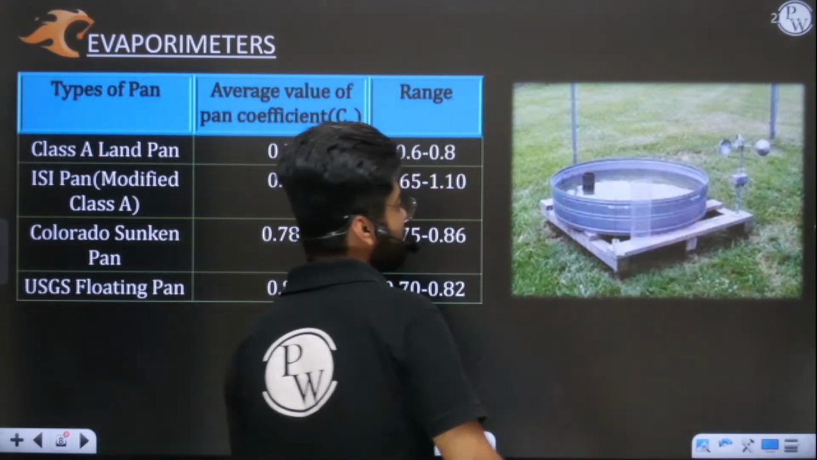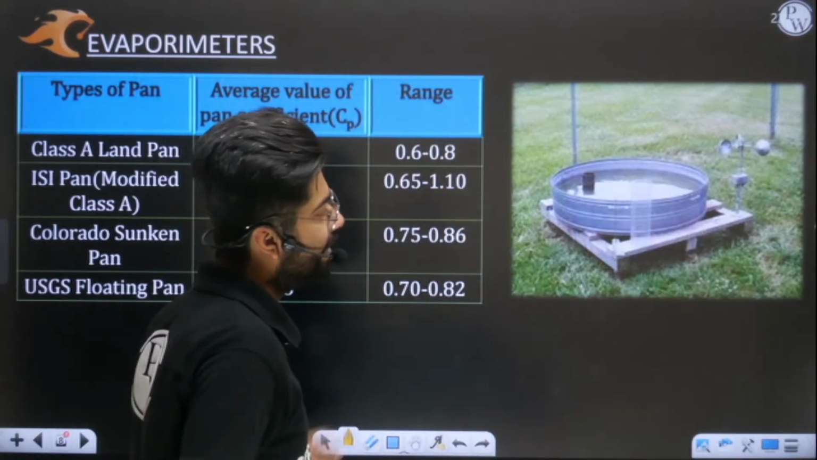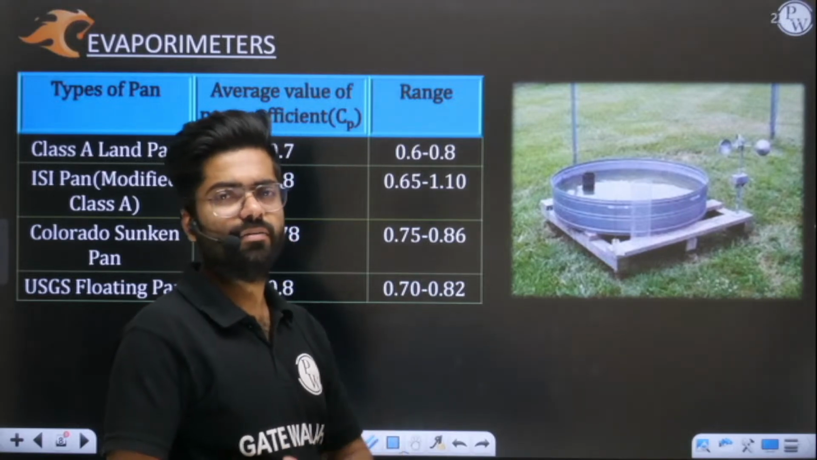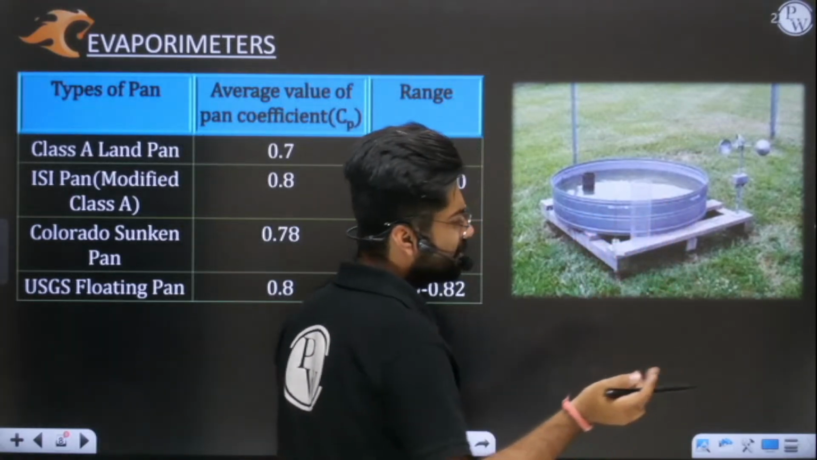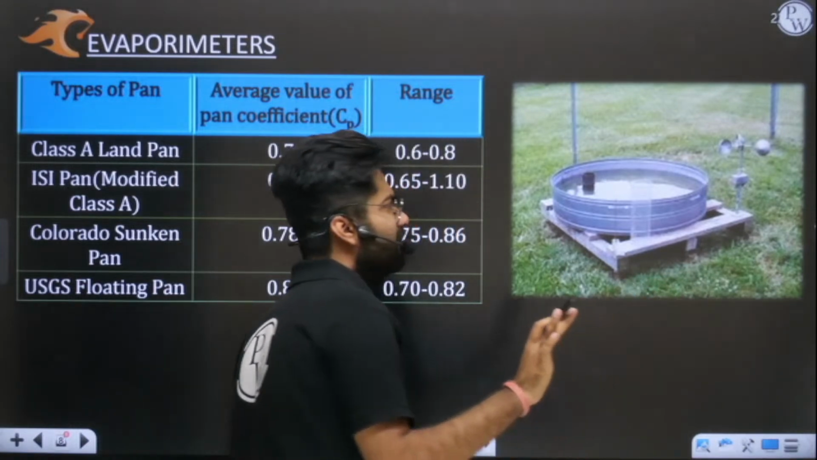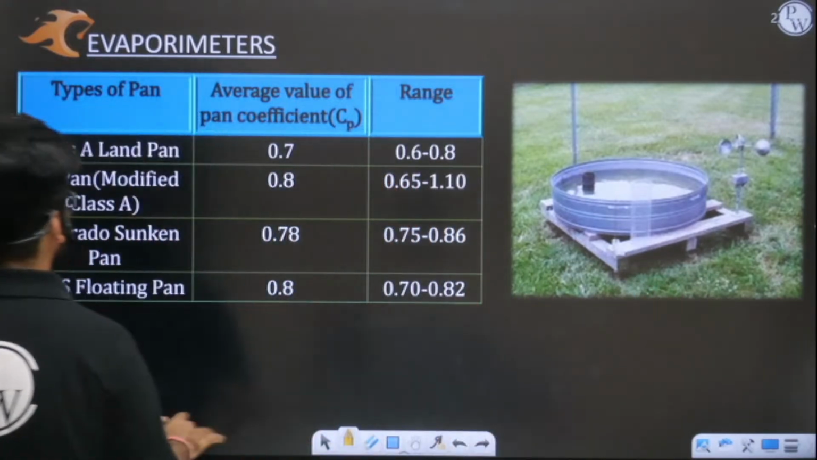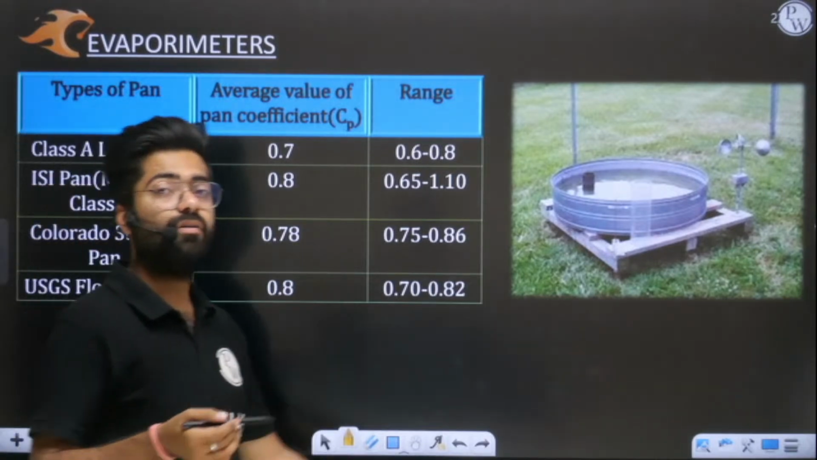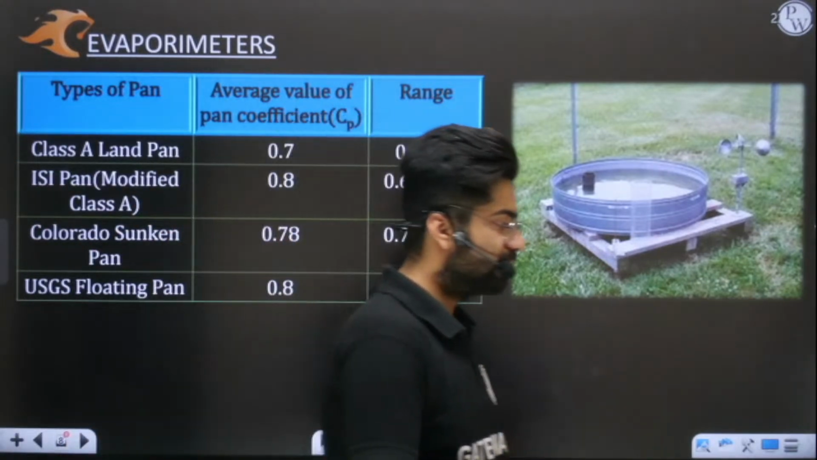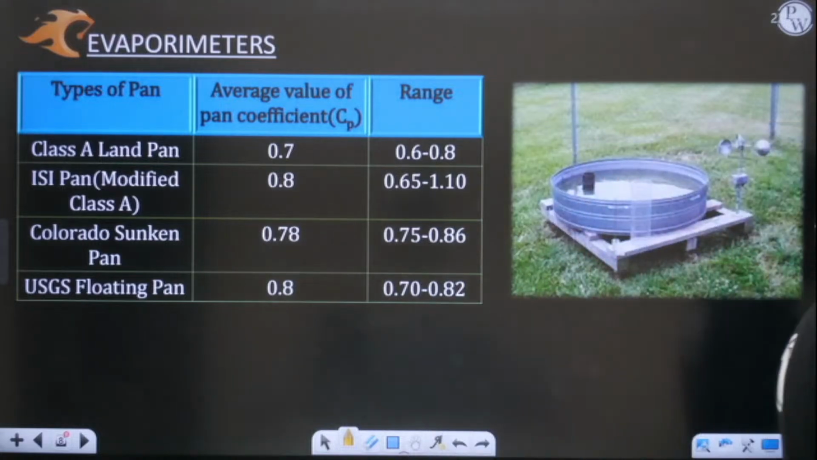Diameter is 1210 mm, like this. Height is somewhere around 250 mm. Different dimensions are there, but there is no need to remember that, not so important. But the thing is, the first two are installed above the land. The first two are kept just above the ground.